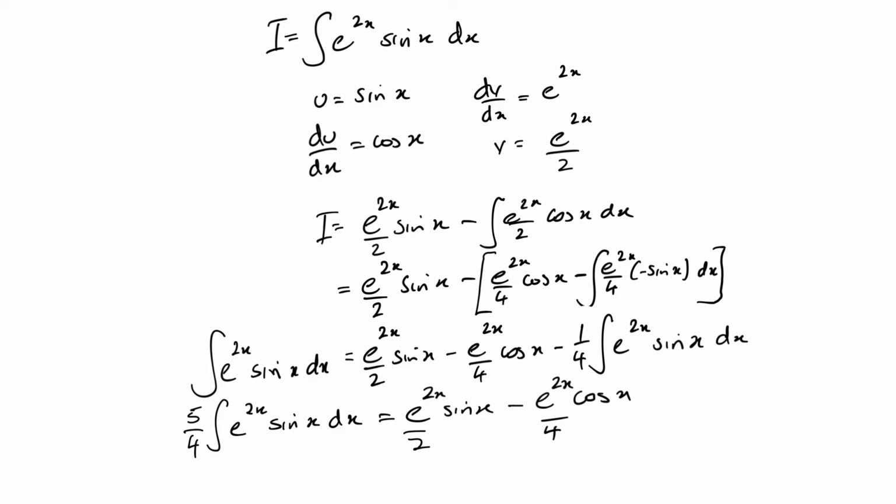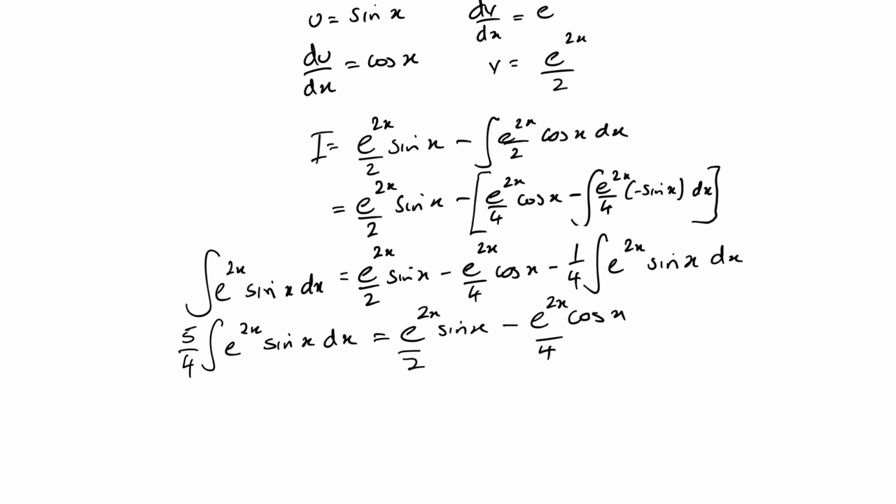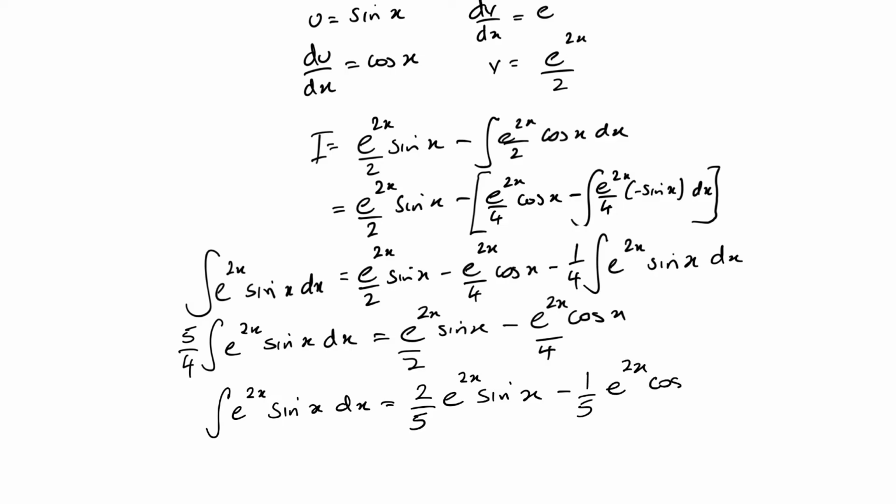And then what I want to do is multiply by 4 and by 5, because I want to get rid of this fraction. And again, I'm just going to move it up a little bit. So we get integral e to the 2x sine x dx. So I'm timesing by 4, dividing by 5. And that is what we end up with.